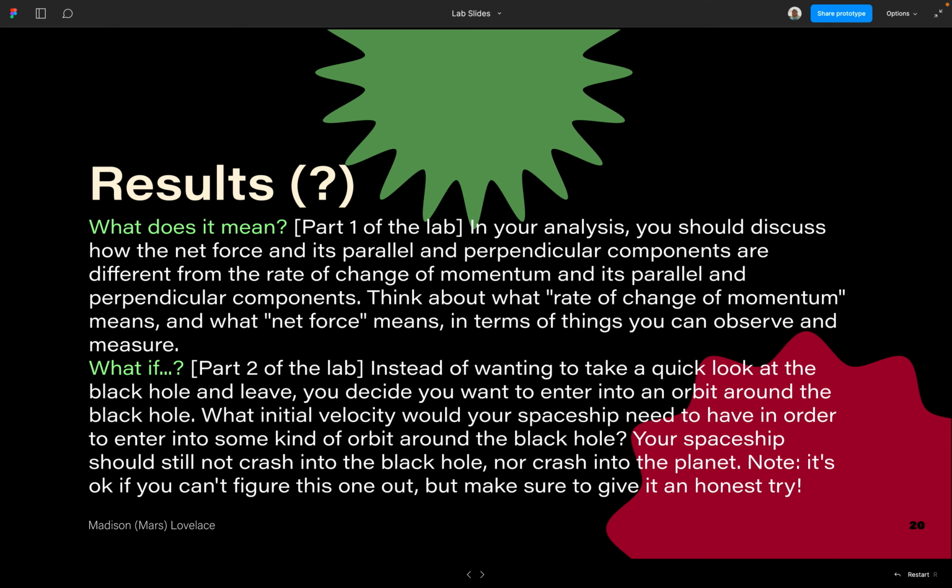It says in this note that it's okay if we can't figure this out. So I did play around with it for a bit. I think you would just have to play around a lot more to find that exact initial velocity, so you can enter some kind of orbit. However, this needed to be turned in, and I didn't have that much time to play around with that initial velocity since this was guess and check from the beginning.